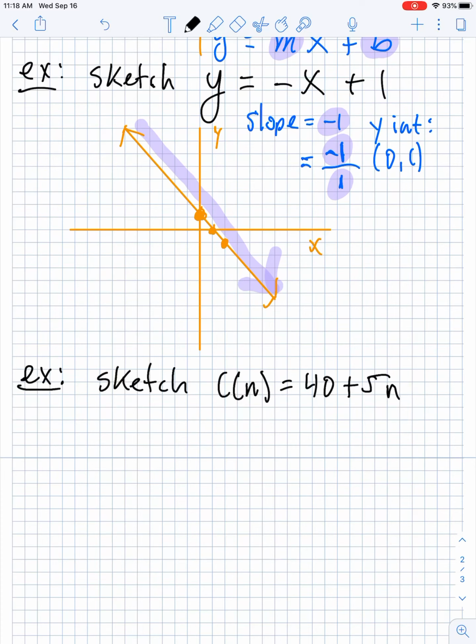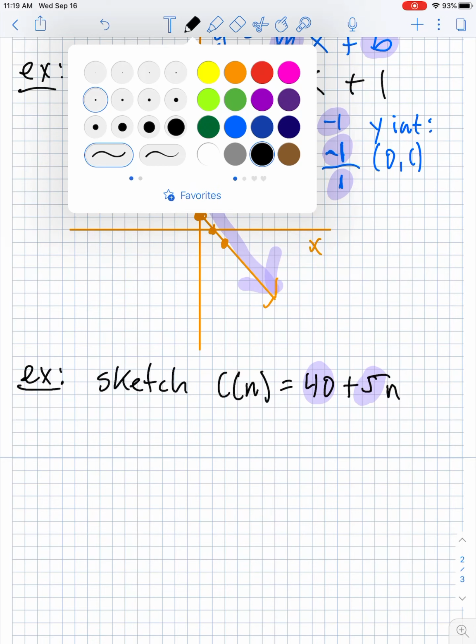Okay, first of all, you're looking at a y equals mx plus b, where the slope would be 5 over 1 and the y-intercept would be 40. You can do it that way, but I think this equation lends itself to just graphing by intercepts. So here's what we're going to do.